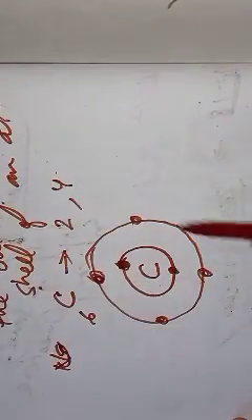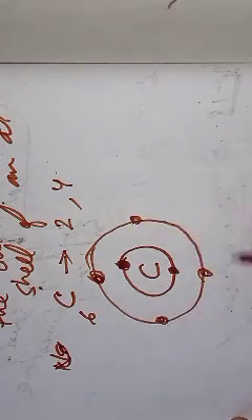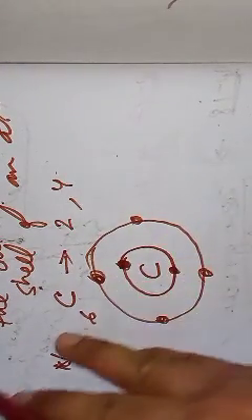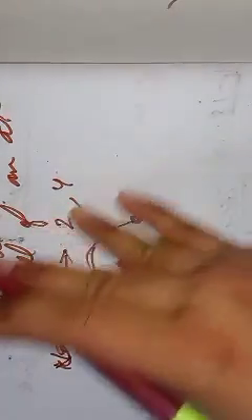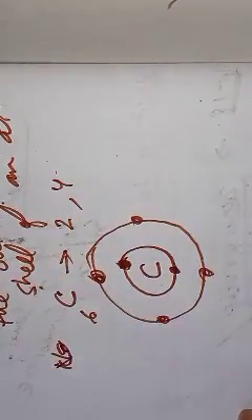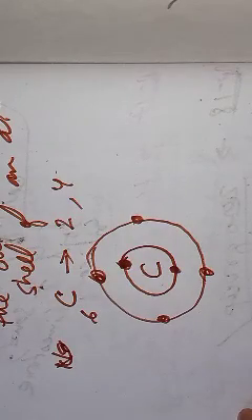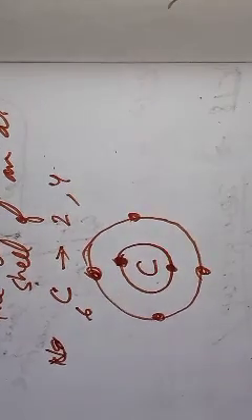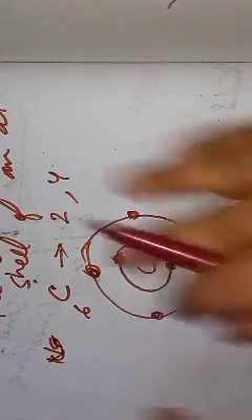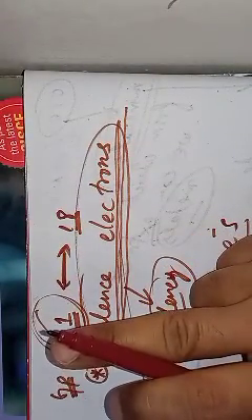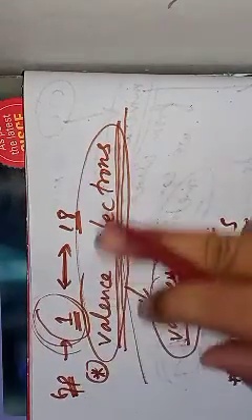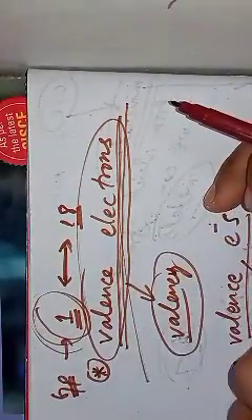So now you understood what valence electrons means. Valence electrons is the number of electrons present in the outermost shell of an atom. Okay, so it is an example of carbon, and you understood that carbon has 4 electrons in its outermost shell. So that is the valence electrons. Okay, so group numbers are equal to the number of valence electrons of each and every element in that group.